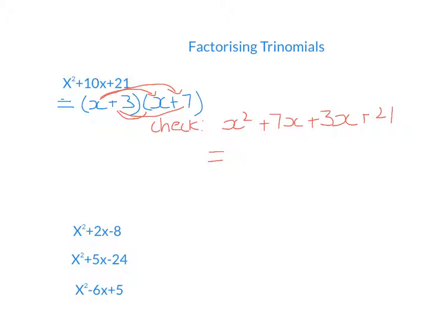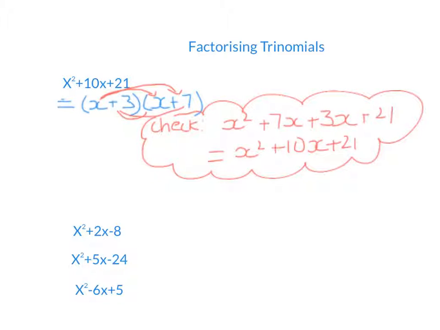Then I'm going to simplify that to x squared, plus 7x and plus 3x, which means I've got plus 10x altogether, and plus 21. And I can compare this to what I originally started with, x squared plus 10x plus 21. I've got to the right place, therefore I know that I've found the right factors. You can do that check with all of your questions. I'm not going to do it with all of these.